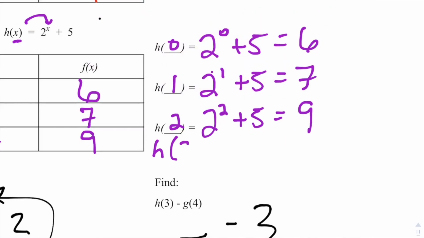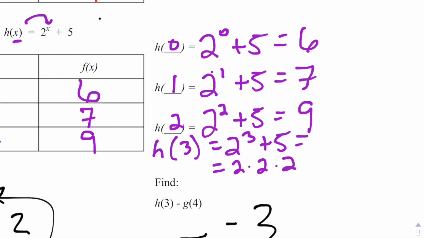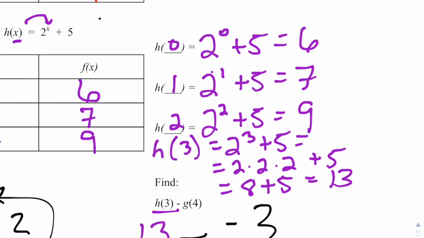H evaluated at 3 is going to equal 2 raised to the third power plus 5. Well, 2 raised to the third power is the same thing as saying 2 times 2 times 2 plus 5. Well, 2 times 2 is 4, times 2 is 8, so that gives me 8 plus 5, which gives me 13. So my h evaluated at 3 gives me 13 minus negative 3. Well, remember from Unit 1, anytime you subtract the negative, those both just become positive. So it's 13 plus 3 gives me 16 when we do h of 3 minus g of 4.